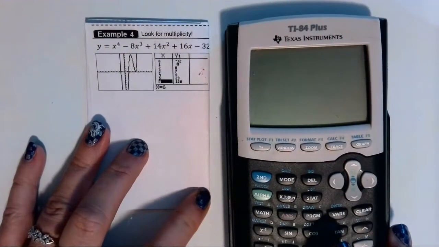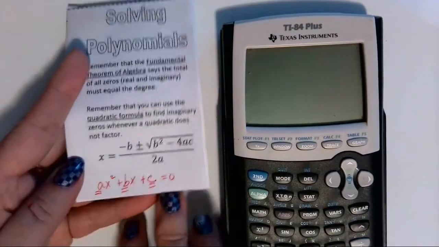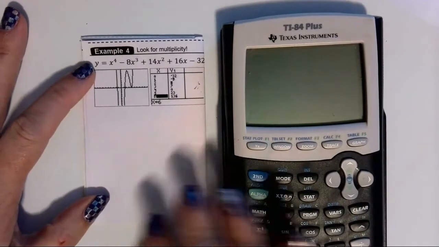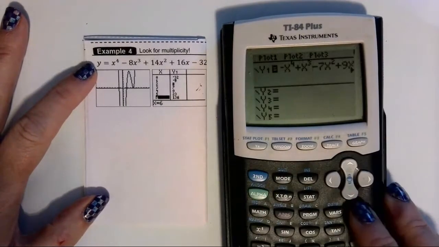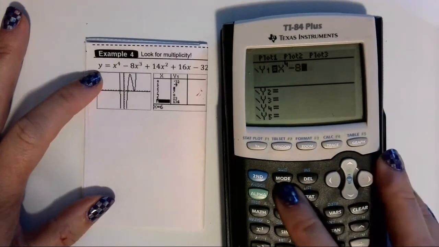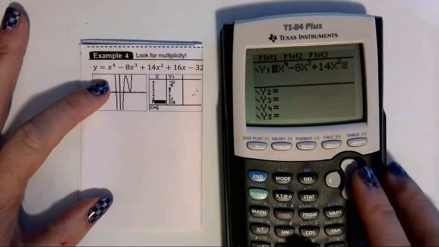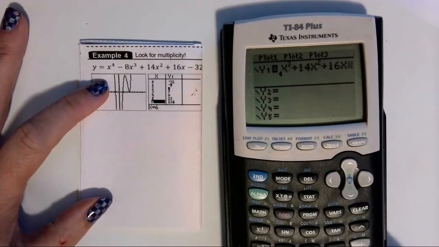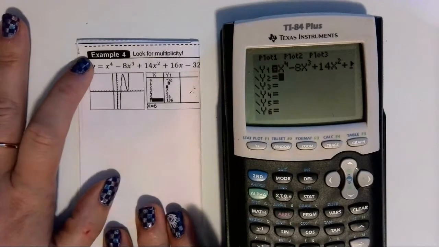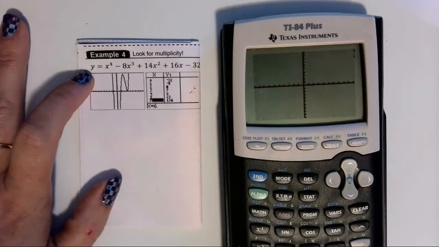In this video, we're looking at example 4 in the notes for solving polynomials. In example 4, we're given the equation, let's go into our y equals here, x to the 4th minus 8x cubed plus 14x squared plus 16x minus 32. We just have that equation, so we're going to look at the graph, zoom 6.